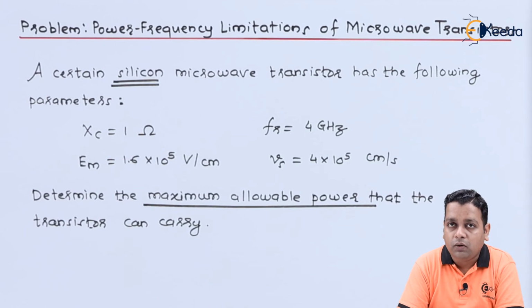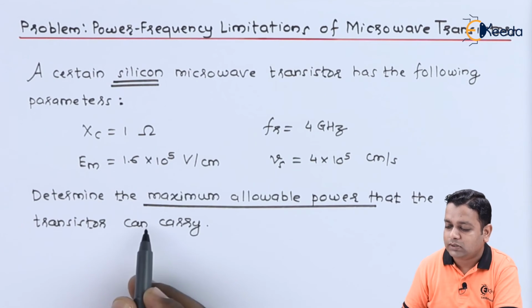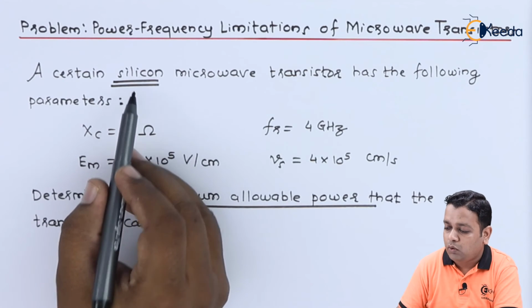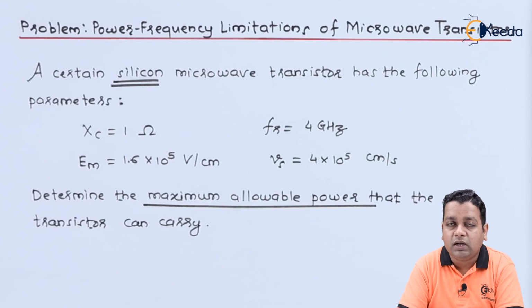So here we have covered finding the maximum allowable power that a given transistor can carry for the silicon semiconductor material. In the next lecture we shall be addressing the topic of heterojunction bipolar transistors for the applications of microwave engineering.